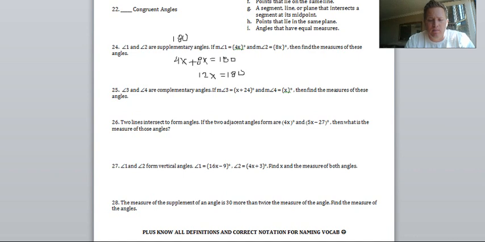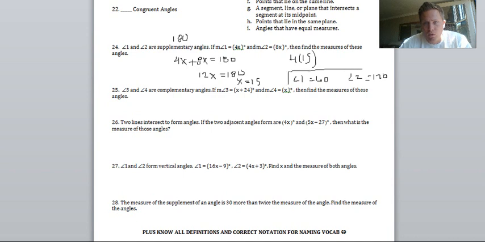180 divided by 12 is 15, so x equals 15, and I wanted to know what the angles were. So I get 4 times 15, which would be 60, so angle 1 equals 60, which means that angle 2, if it has to add up to 180, is going to be 120 degrees. Or I could have just plugged it back in.